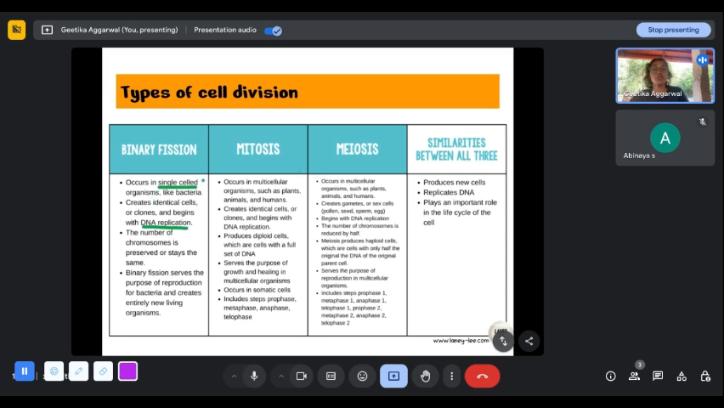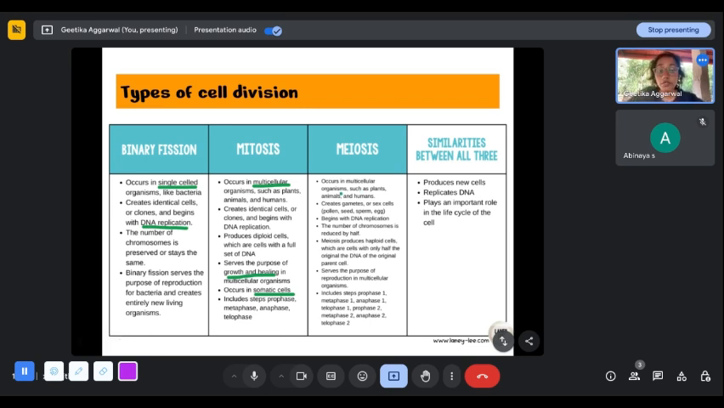Mitosis is very similar to binary fission, but it occurs in multicellular organisms. This also creates identical cells which have the same amount of DNA, but it serves the purpose of growth and healing in multicellular organisms. It occurs in somatic cells and includes these different steps called prophase, metaphase, anaphase, telophase.